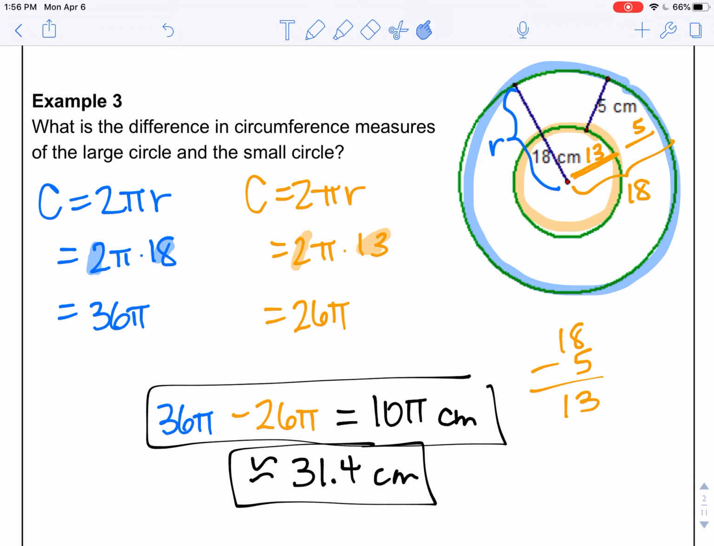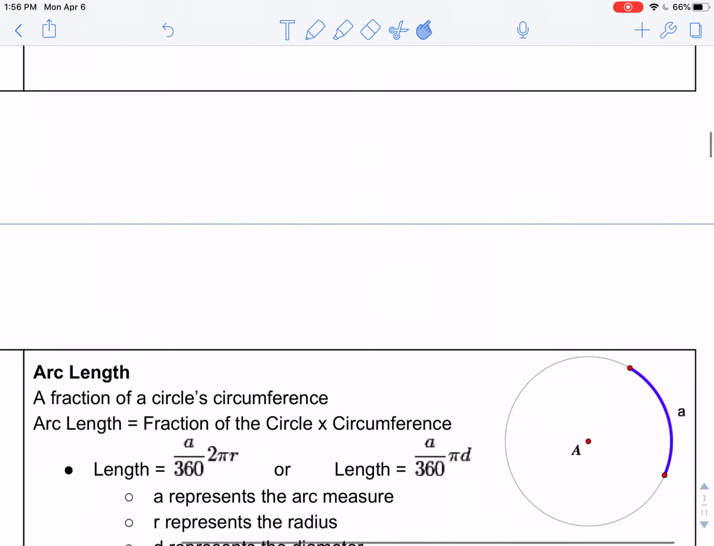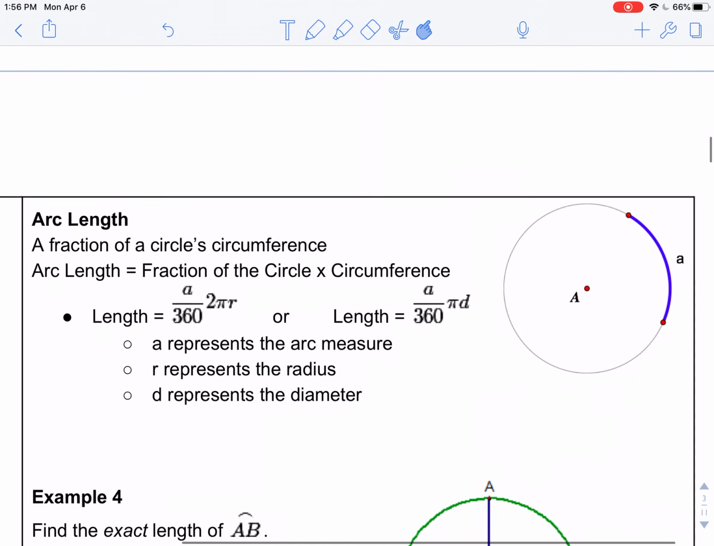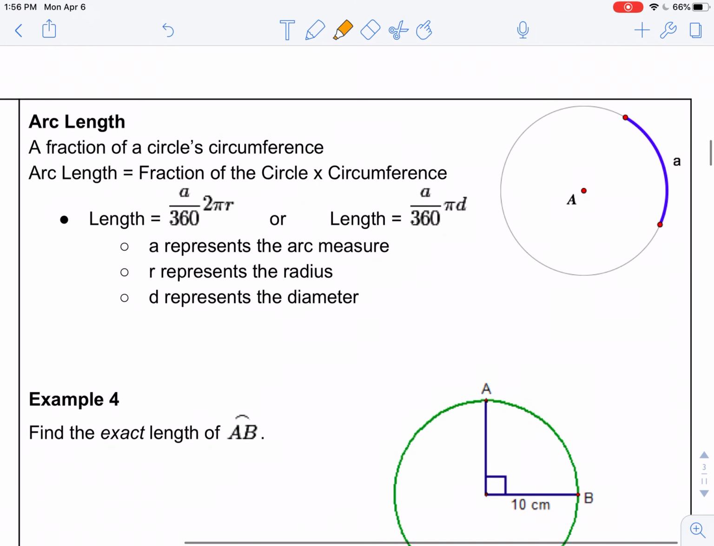All right, switching gears a little bit. Next topic, we're going to deal with arc length. We talked about circumference so far, that's the distance around the whole outside edge of the circle. Arc length, now we're going to talk about a portion of that distance. And there's two different formulas. You can think A over 360 times 2 pi r, or A over 360 times pi d.